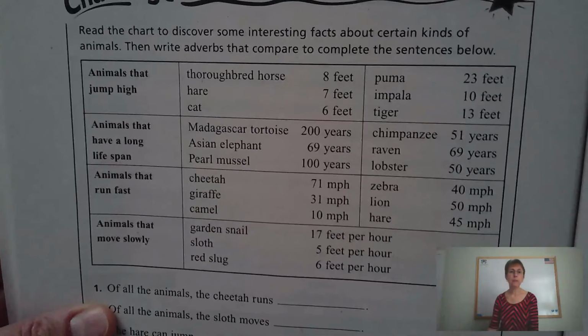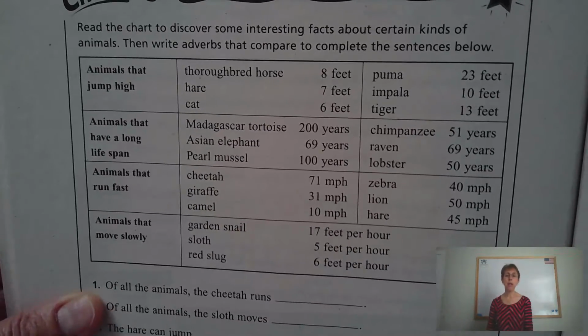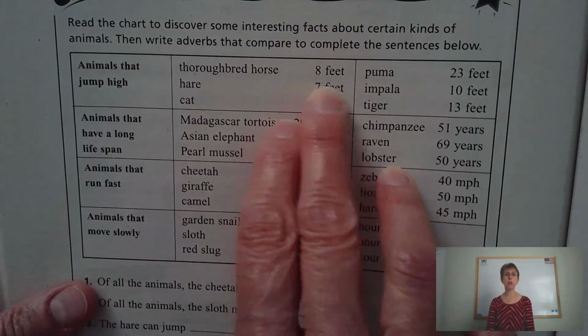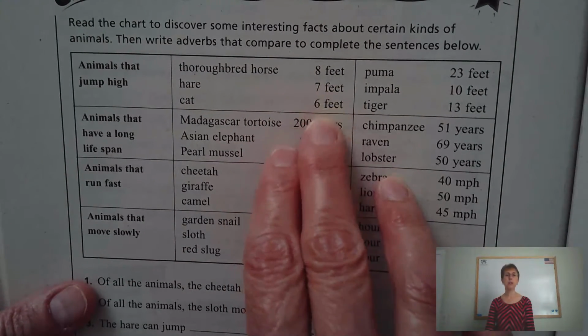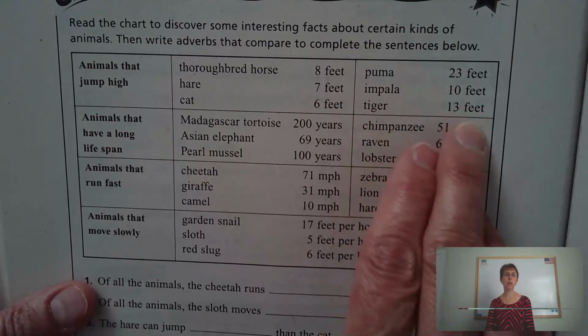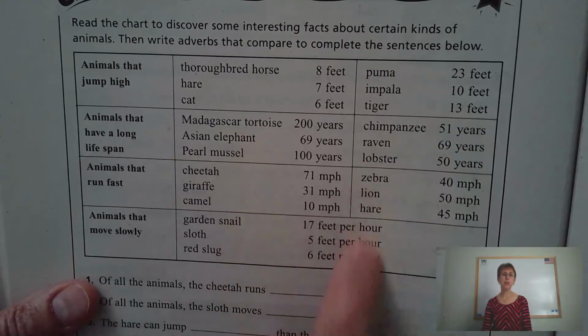Let's take a look. We have animals that jump high, and then they tell us the height that each of these animals jump. The thoroughbred horse, 8 feet, a hare, 7 feet, a cat, 6 feet, puma, 23 feet, koala, 10 feet, tiger, 13 feet. And you see that for each of these categories.